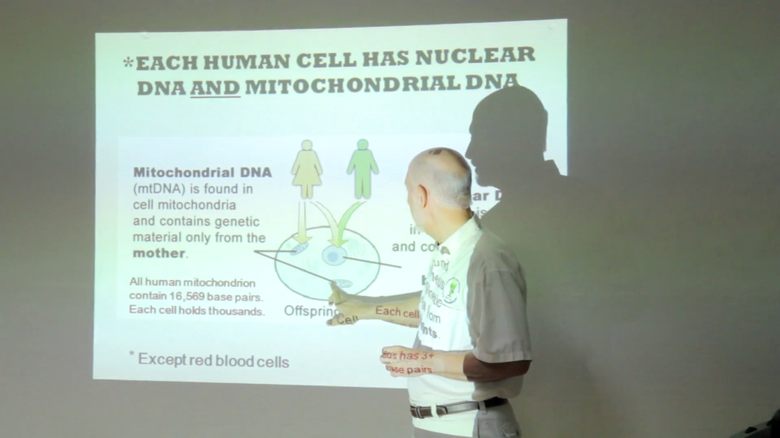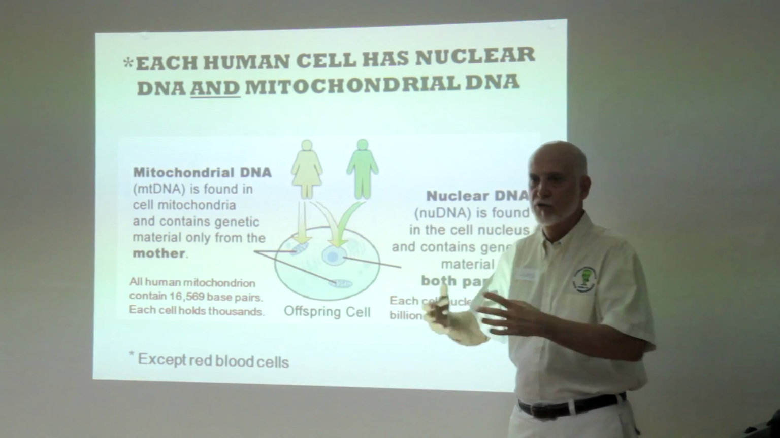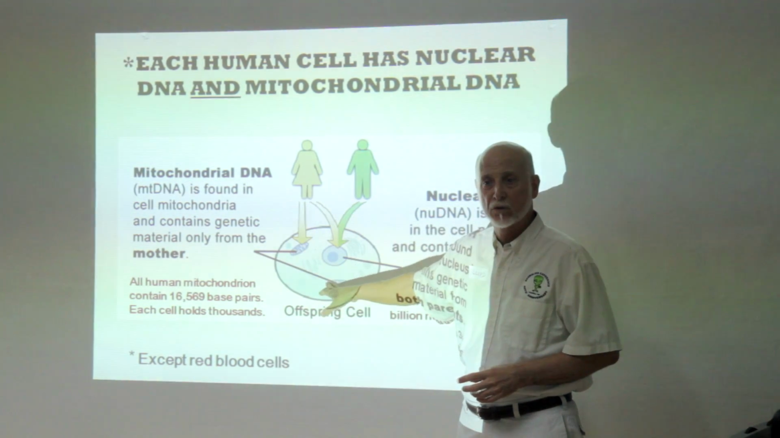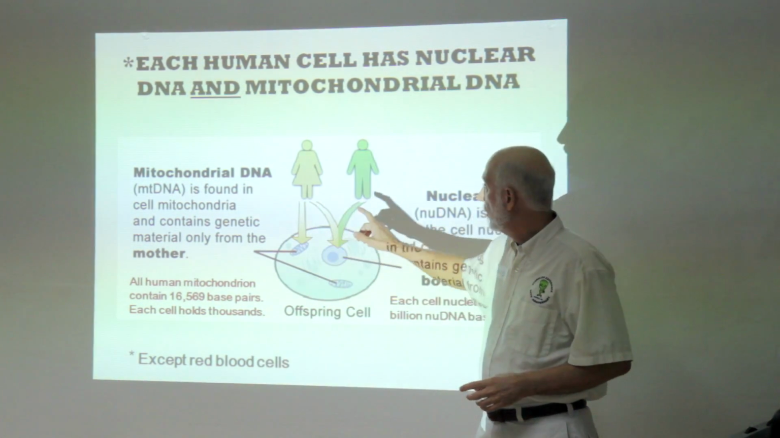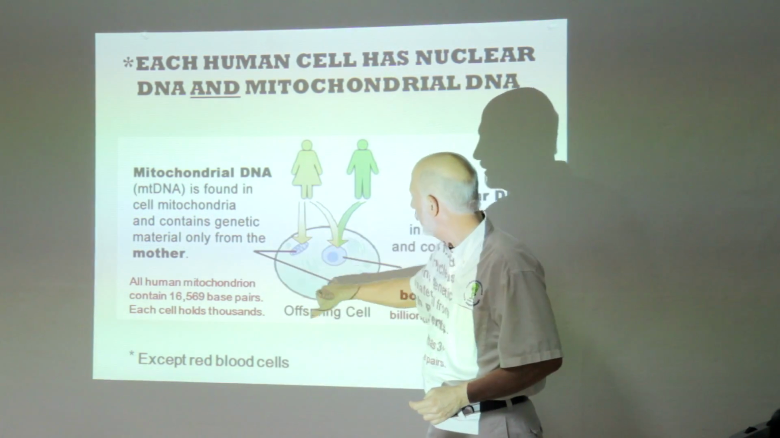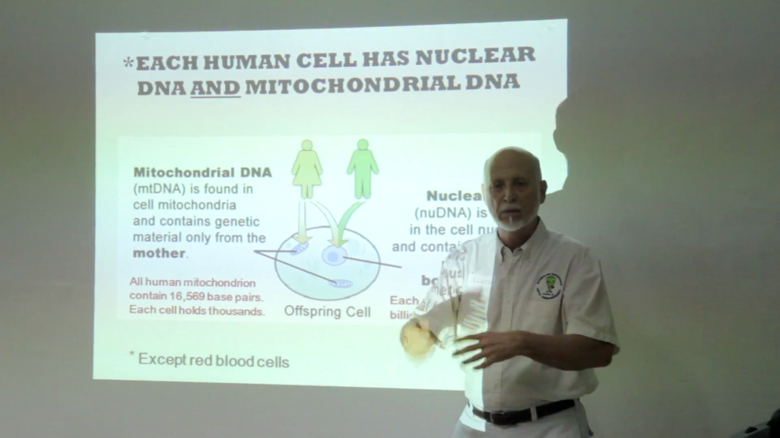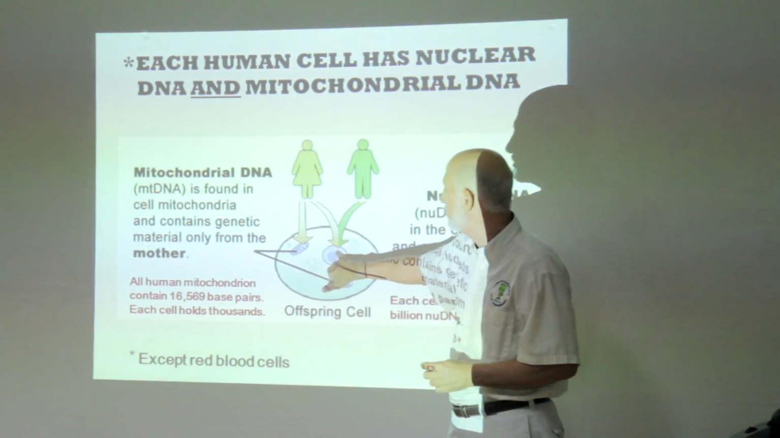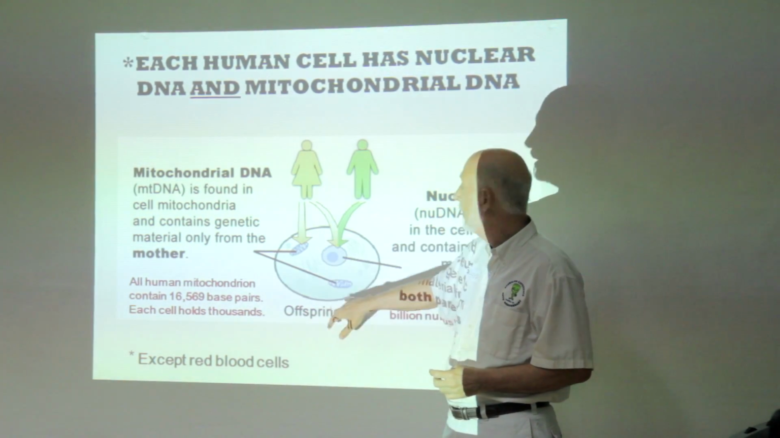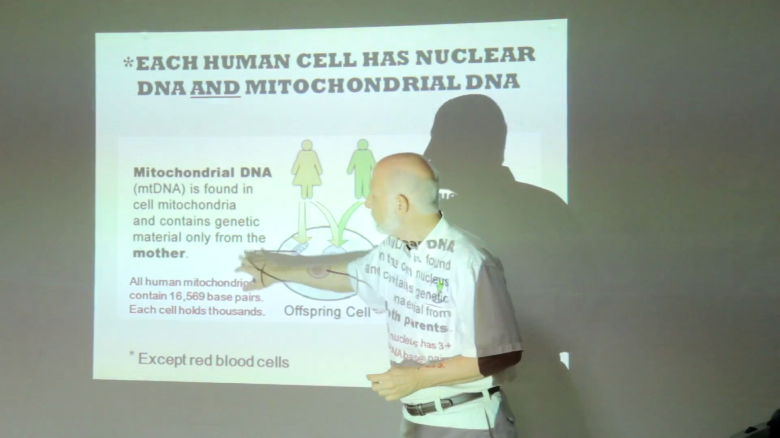Now, the mitochondria float outside the nucleus, but in the cell cytoplasm, like raisins in pudding or something like that. But there can be hundreds to thousands of them, depending on which cell we're talking about here. Mitochondrial DNA is found in the cell mitochondria. Now, these are the energy points. These are the power plants. These make the proteins and do the work. The nuclear DNA just sits and is sort of king of the hill, but this does the work. It contains genetic material only from the mother.